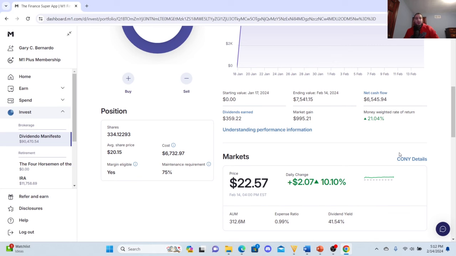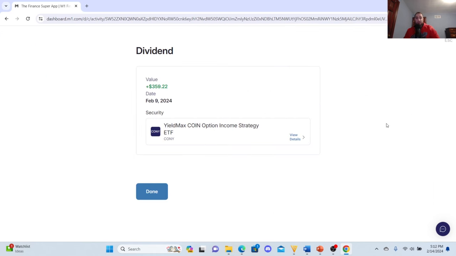I mean, the market value is $995.21. I earned a total of $359.22 in dividends, and I will show you how much I have earned with this. So as you can tell, I just kind of revealed that to you. I made $359.22, which I threw into my dividend portfolio.